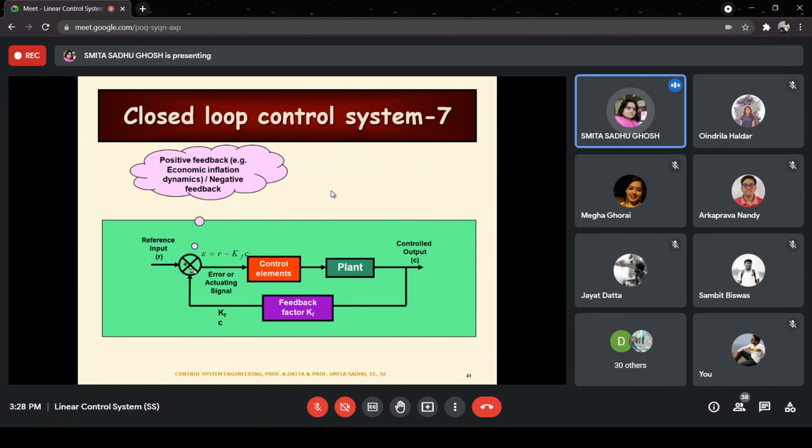All error-driven systems, or error-actuated systems as they are called, would essentially have a negative feedback, because the difference between the input and the feedback signal is what is being defined as the error or actuating signal. On the other hand, there may be systems with positive feedback as well. Both physical systems as well as abstract systems may have positive feedback.